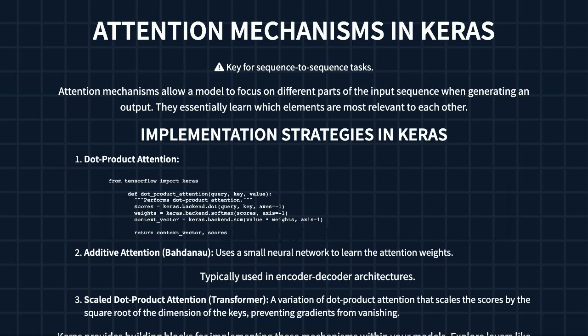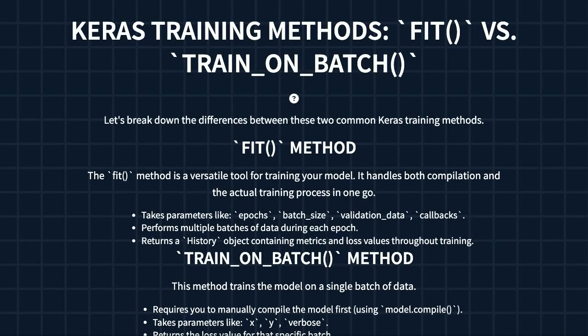One common approach is dot product attention, where we simply calculate the similarity between the query and key vectors. Another method is additive attention, often seen in encoder-decoder setups. Finally, scaled dot product attention, which is fundamental to the transformer architecture, involves scaling the similarity scores, a technique that can help with training stability.